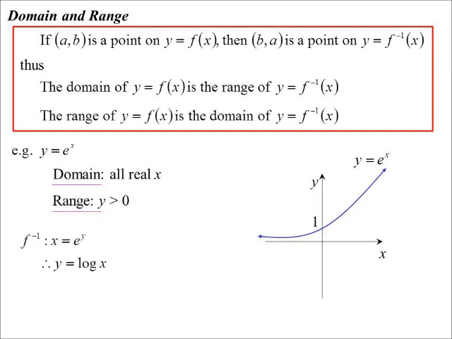Now the inverse, so I swap the x and the y's around, because it does have an inverse function, satisfies horizontal line test, satisfies vertical line test, is x equals e to the power of y, but if I was to make y the subject, we get a log curve. Its domain is the range of the original one. So its domain will be x is greater than 0, and its range will be the domain of the original one, so its range will be all real y.